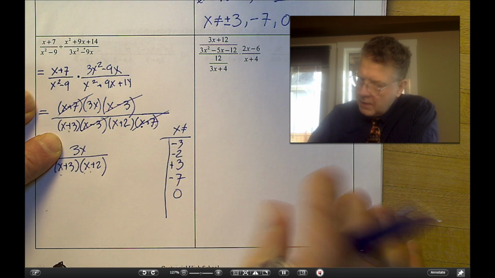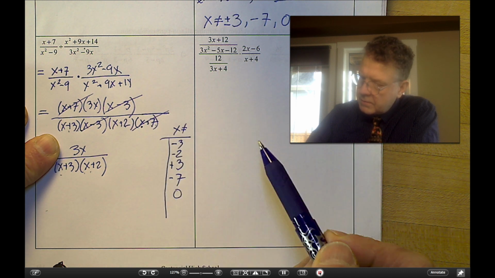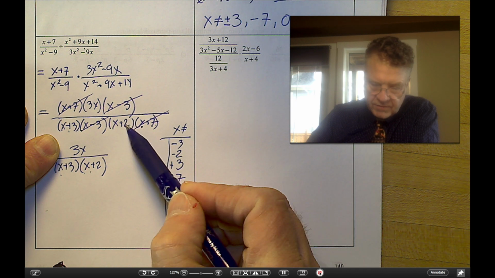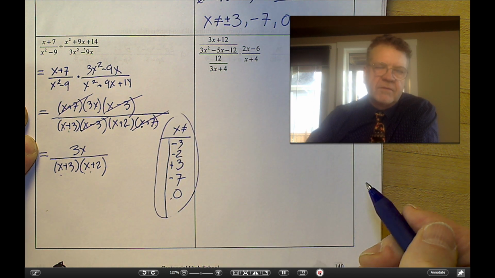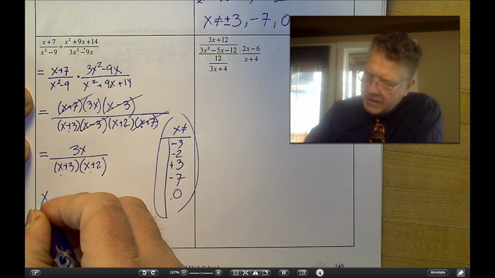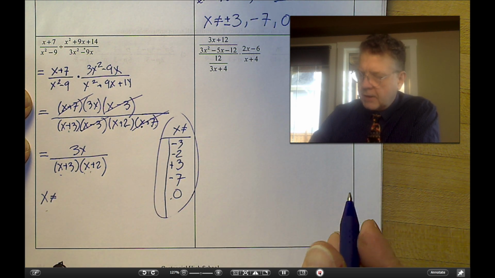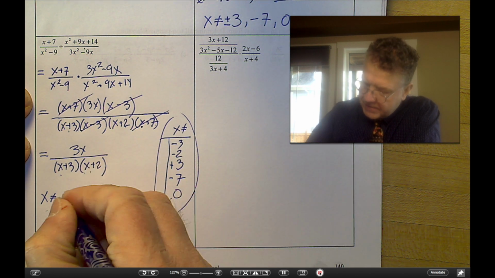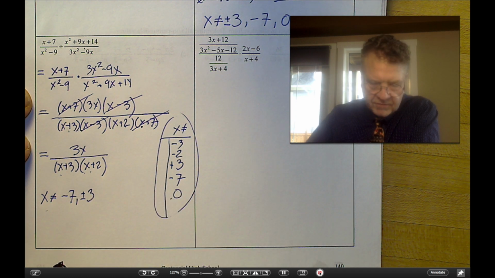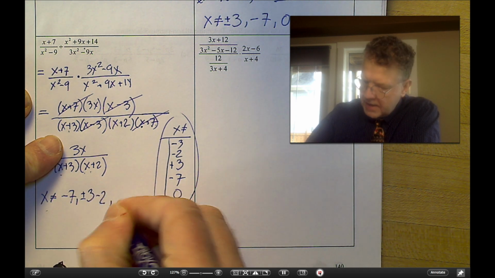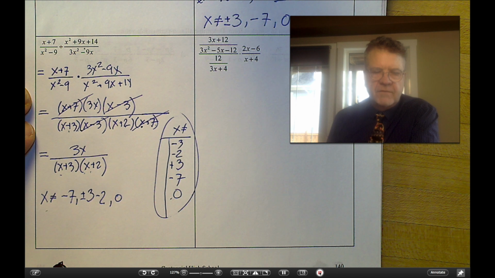So let's see if we got them all. Plus or minus 3, okay. 7 because of this. 2 because of this. And 0. So this is just an informal way of keeping track of all the things that x cannot be. So x formally may not be equal to... And to do this properly, you should probably go from the smallest value to the largest. So -7 would come first. Positive or negative 3 would come next. -2 and 0. There are all of your non-permitted values for x.